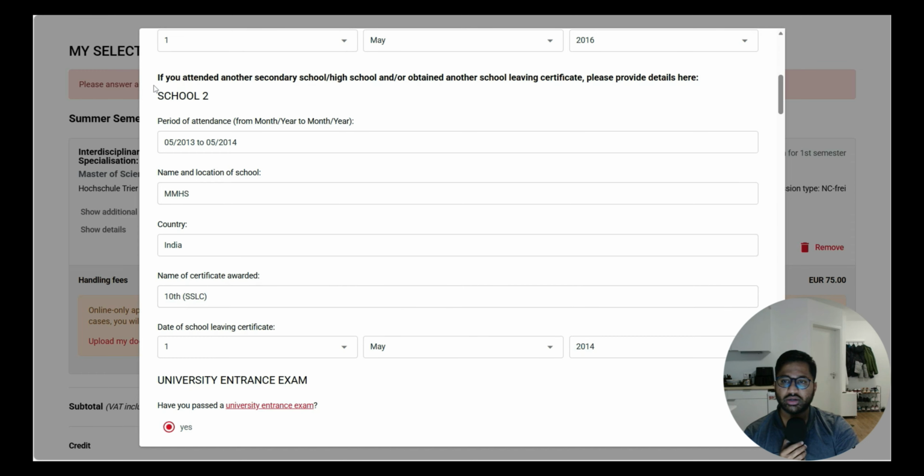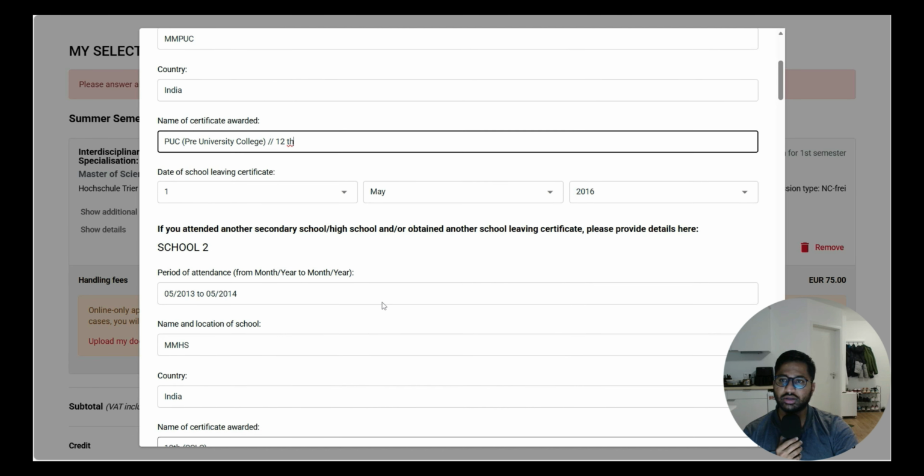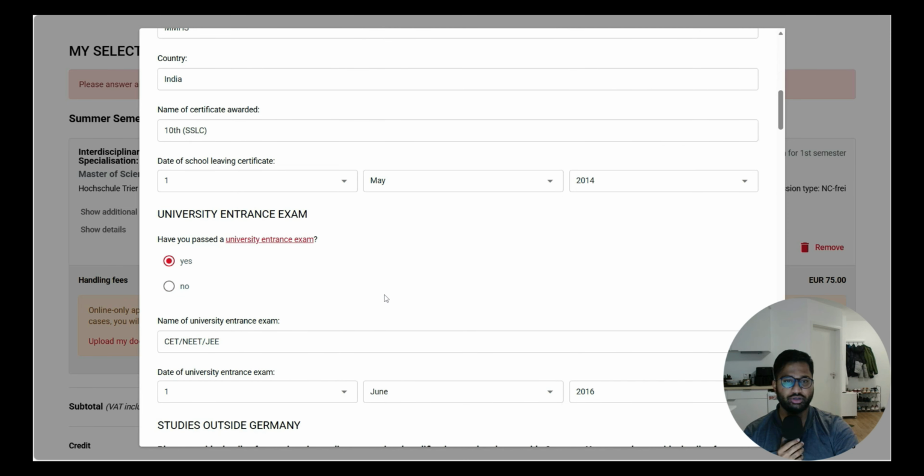Then you did your 10th standard from 2013 to 2014, which I did. But whenever you have done it, please give that one year accordingly. Then the name of the location where you studied, which school: I studied in Marimalappa High School, and the country is India. Date of school leaving is 1 May 2014. So these are school 1 and 2 that I have pursued.